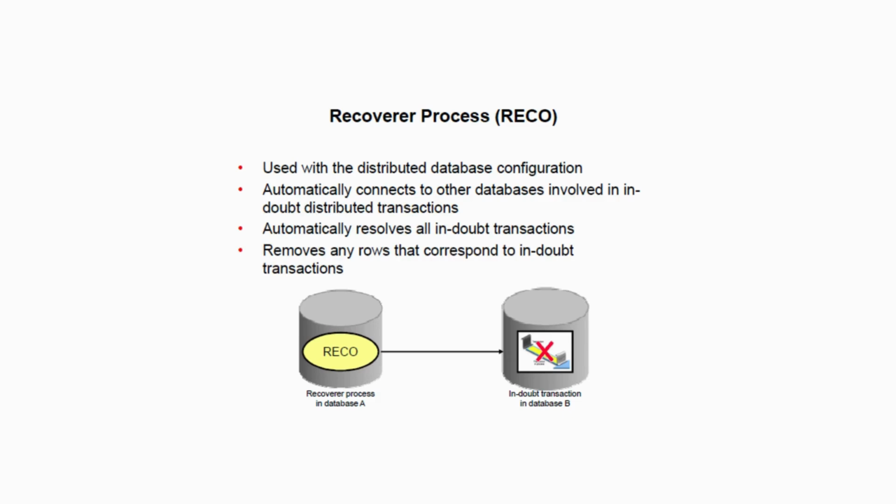The Recoverer process, RECO, is a background process that is used with the distributed database configuration that automatically resolves failures involving distributed transactions. The RECO process of an instance automatically connects to other databases involved in an in-doubt distributed transaction. When the RECO process re-establishes a connection between involved database servers, it automatically resolves all in-doubt transactions, removing from each database's pending transaction table any rows that correspond to the resolved in-doubt transactions.